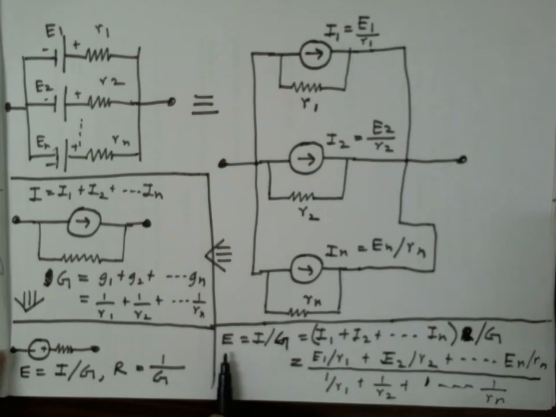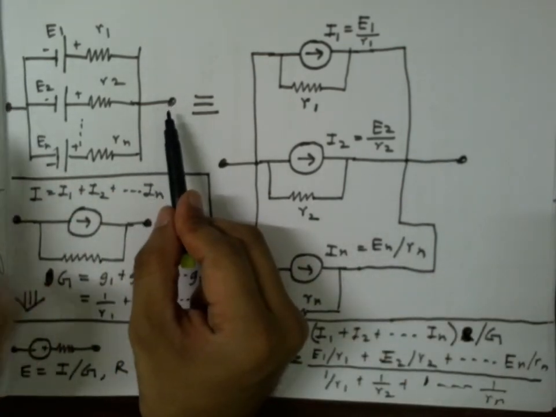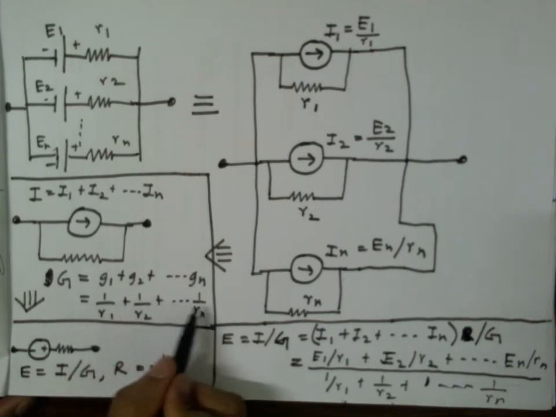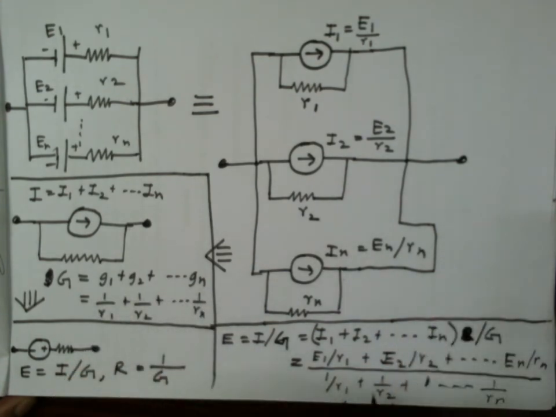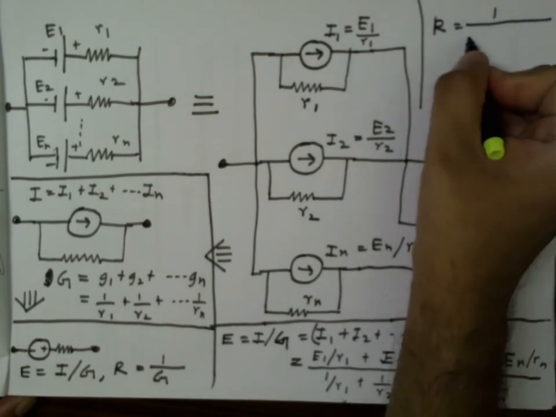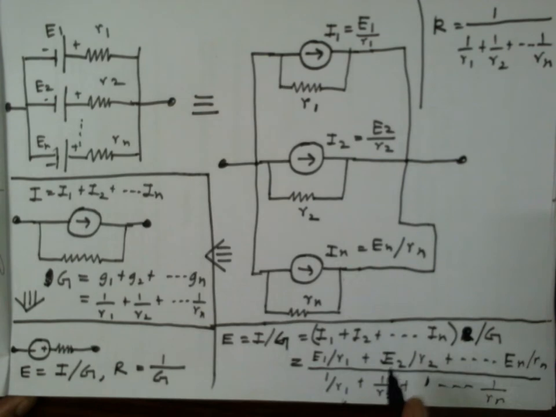So this is the effective voltage across these two terminals. If I connect these voltage sources in parallel, the effective voltage will be the sum of E1 by R1 plus E2 by R2 plus up to En by Rn, whole divided by 1 by R1 plus 1 by R2 up to 1 by Rn. And if I also ask what is the effective resistance between these two points, it's simply this R, which is 1 by G, which is 1 by this quantity. So R is equal to 1 over 1 by R1 plus 1 by R2 plus up to 1 by Rn, which is nothing but the parallel combination of all these R's, as expected.